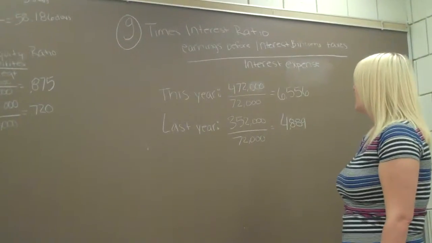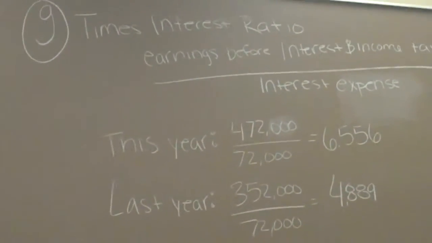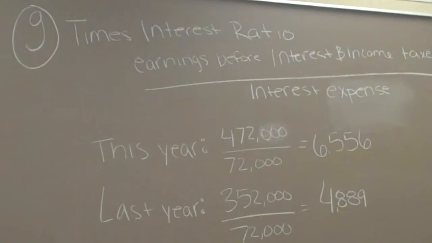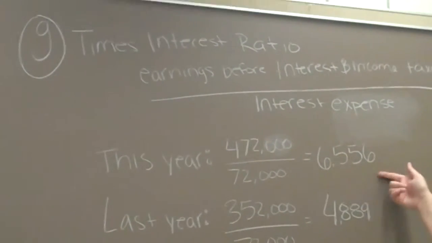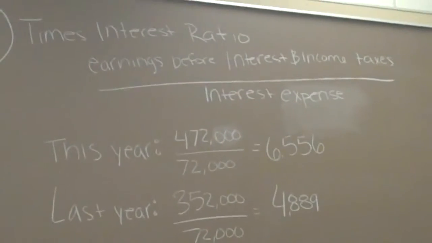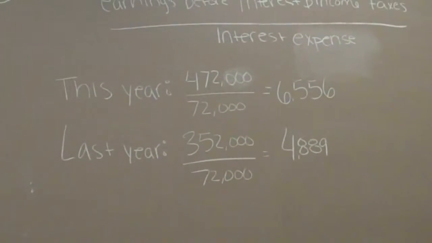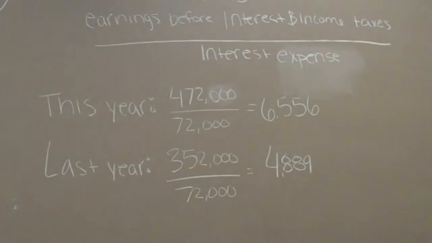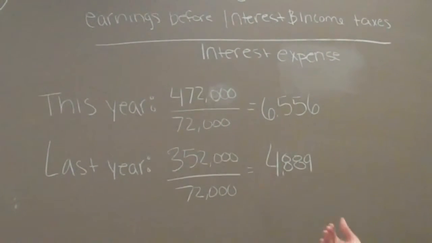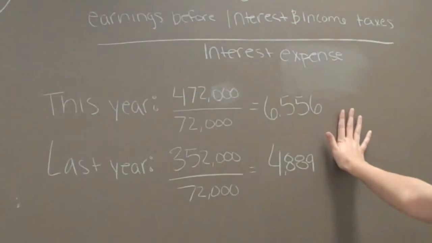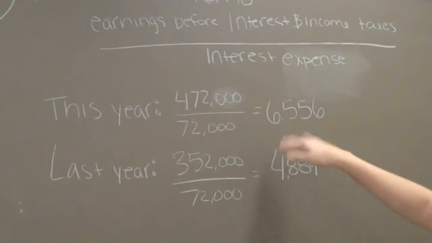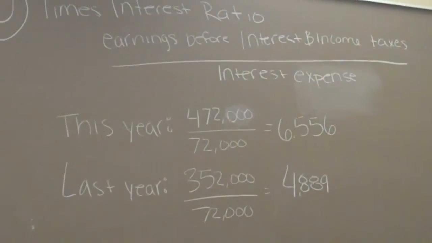And the last part is times interest earned ratio. It's earnings before interest and income taxes divided by interest expense. This year was 6.556 and last year was 4.889. A higher number is better. Any number above 2 is good. So both of these years were good, but since it's a higher number, it's better for the company.